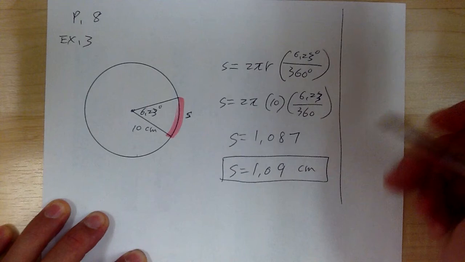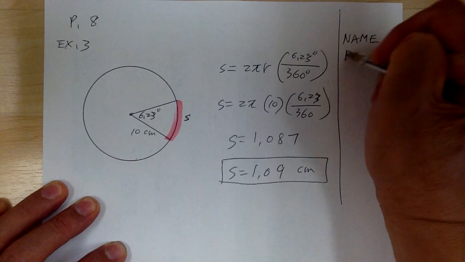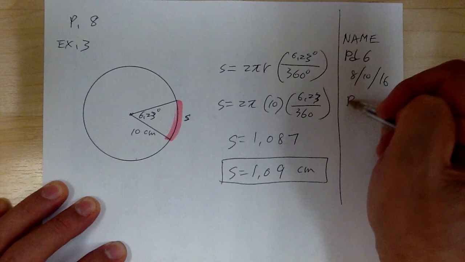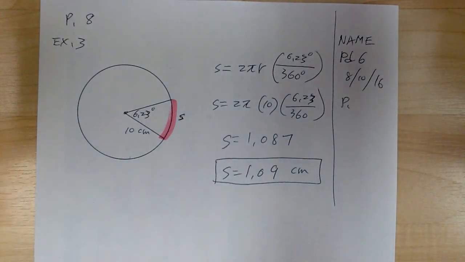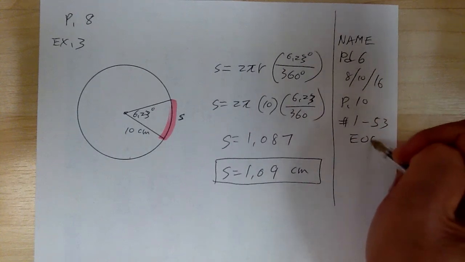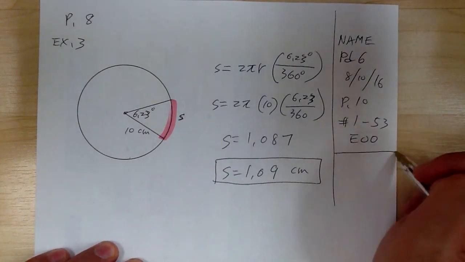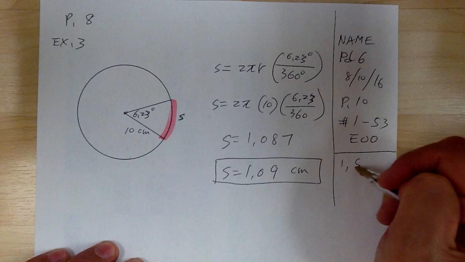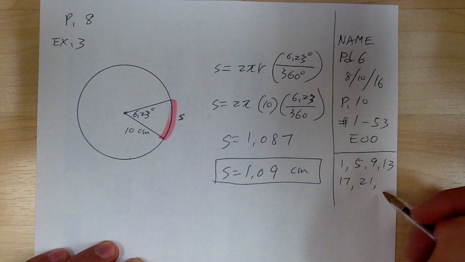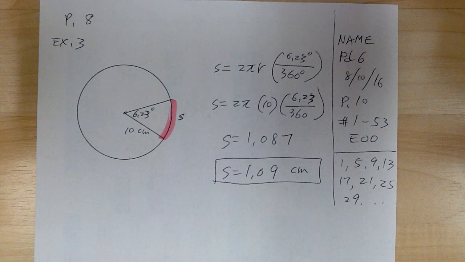Okay, let's go and do some practice. EOO stands for every other odd. Every other odd, you just keep adding 4. So it'd be 1, 5, 9, 13, 17, 21, 25, 29, and so forth. And that's it.